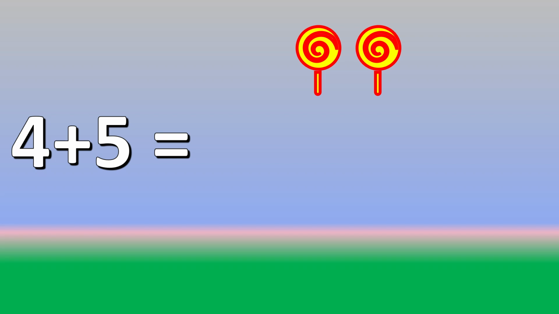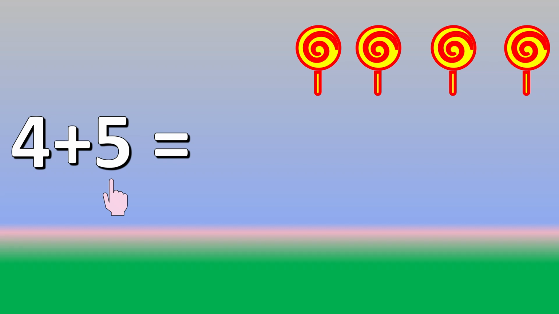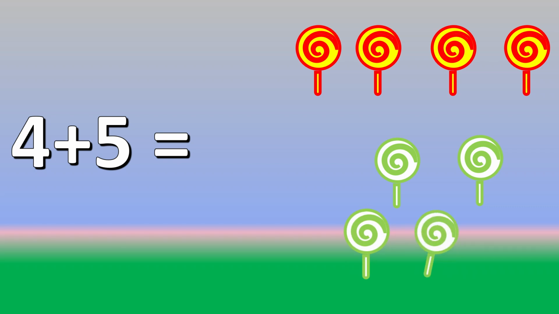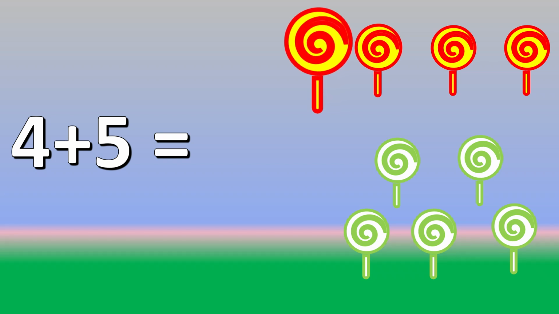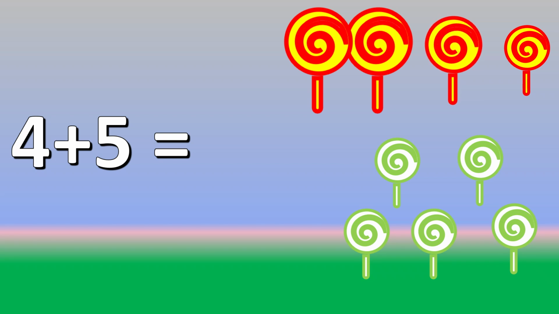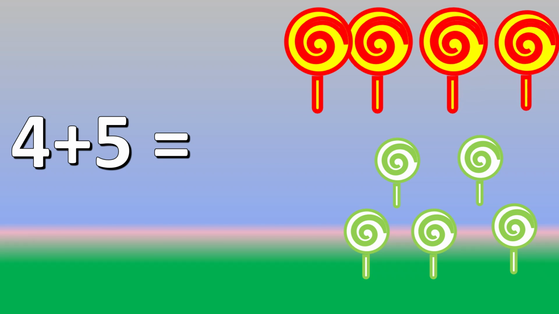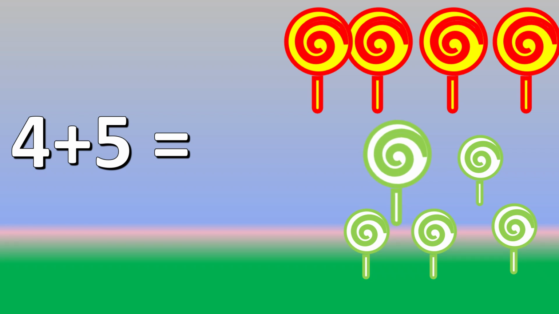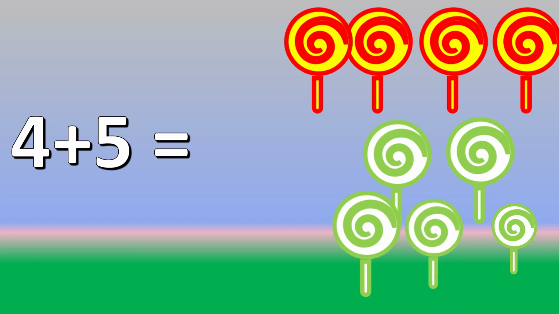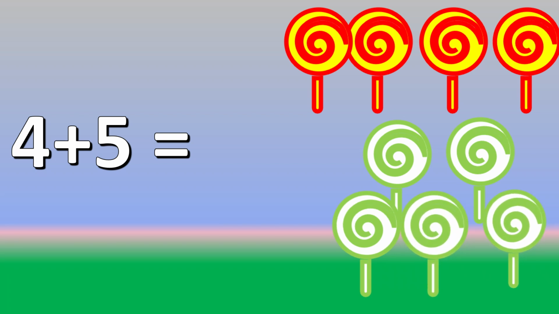4 plus 5 equals to... 1, 2, 3, 4 plus 5. 1, 2, 3, 4, 5. Let's count. 1, 2, 3, 4, 5, 6, 7, 8, 9.